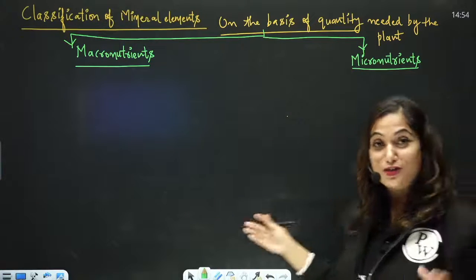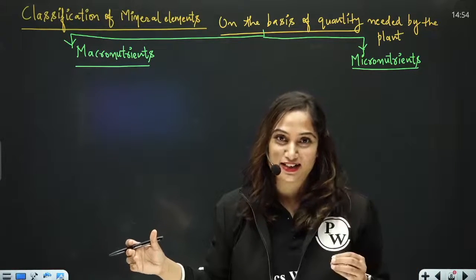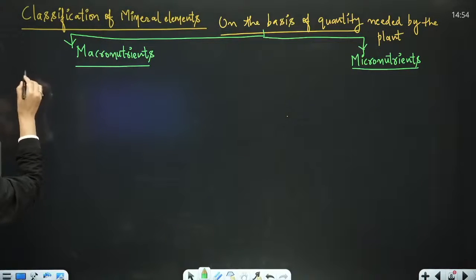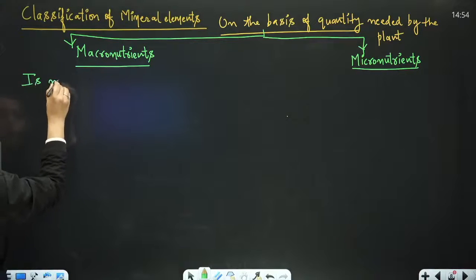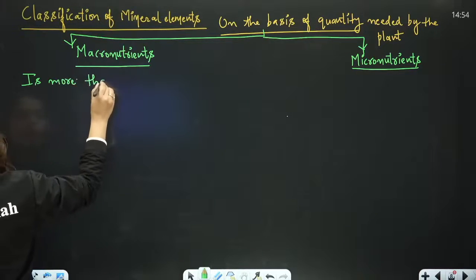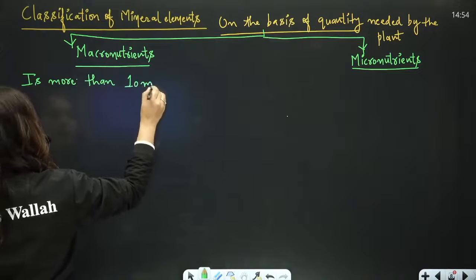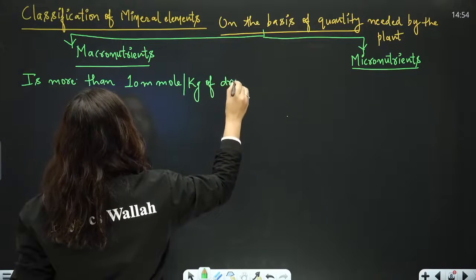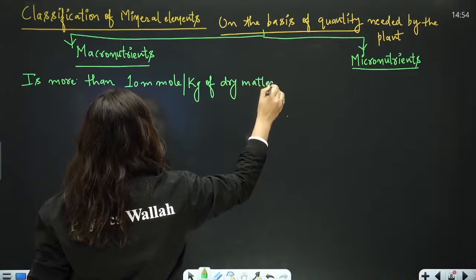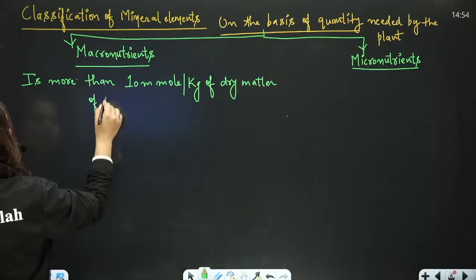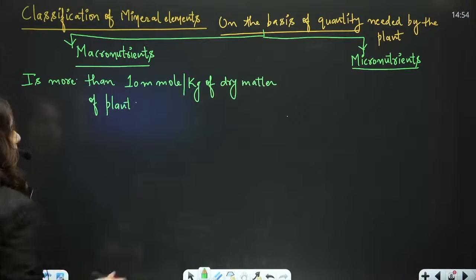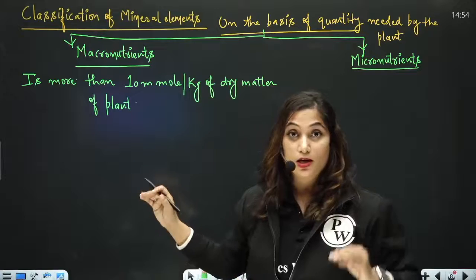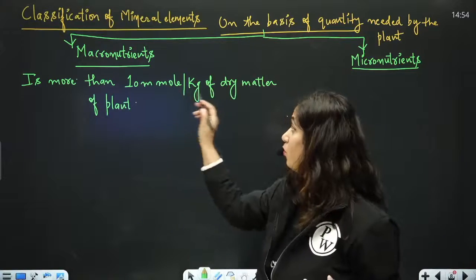Macronutrients and micronutrients are classified on the basis of the quantity required, right? If the quantity required by the plant is more than 10 millimole per kg of dry matter of plant. These words are pretty important, do not confuse between them. First of all, if the quantity required by the plant is more than 10 millimole per kg of dry matter.